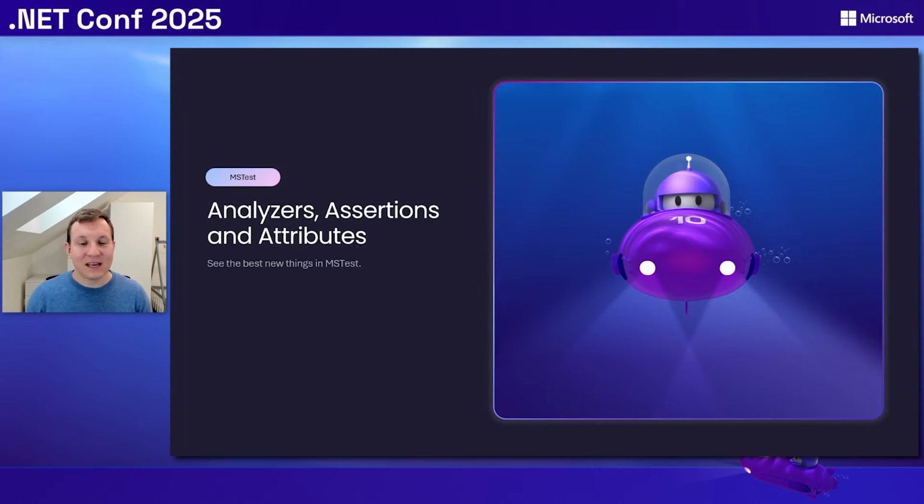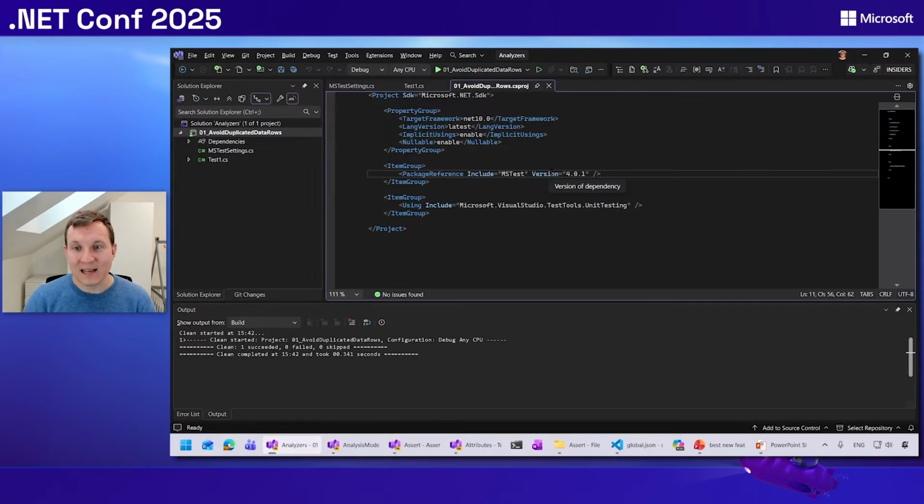And now let's look at the newest things that we've added in analyzers, assertions, and attributes. So I will switch to my demos because I have quite a few of them. So first let's look at analyzers. Analyzers will analyze your code as you type it, and they will point out any potential mistakes that you've made in your setup to make sure that your tests will be able to run when you actually run them.